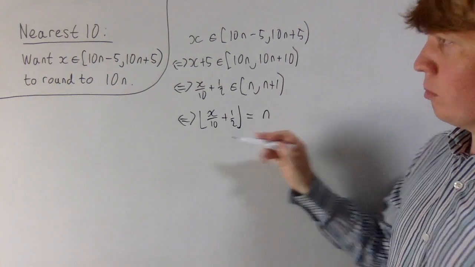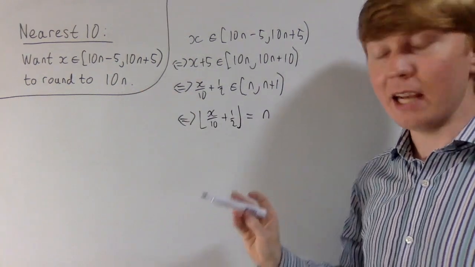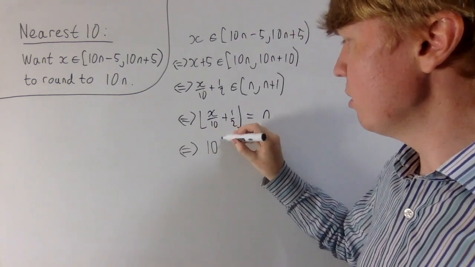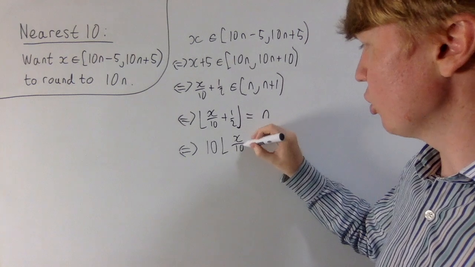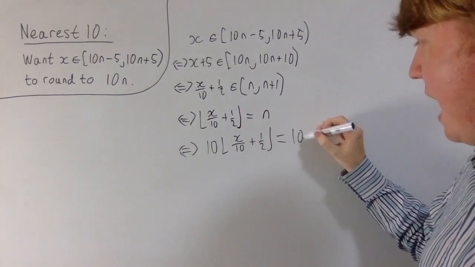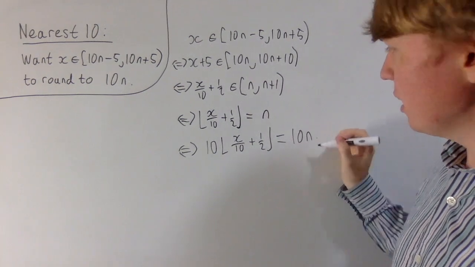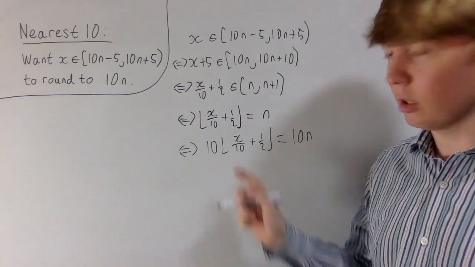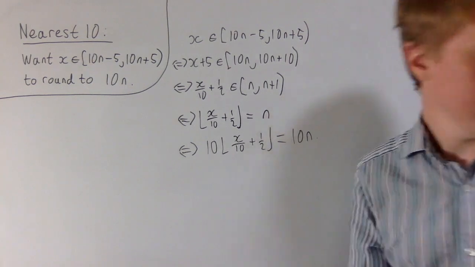Now we're not quite done, because we want our output of this function to be 10n rather than n, but all we need to do here is multiply by 10 in the end. So you get 10 times the floor function of x over 10 plus a half is equal to 10n. So if you want to round a number to the nearest 10, all you need to do is divide by 10, add a half, apply the floor function, and then multiply by 10.